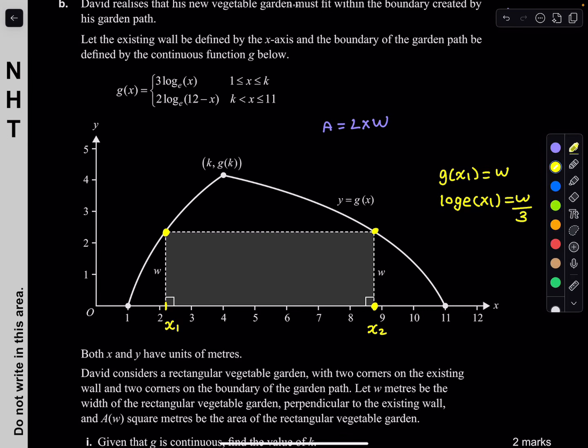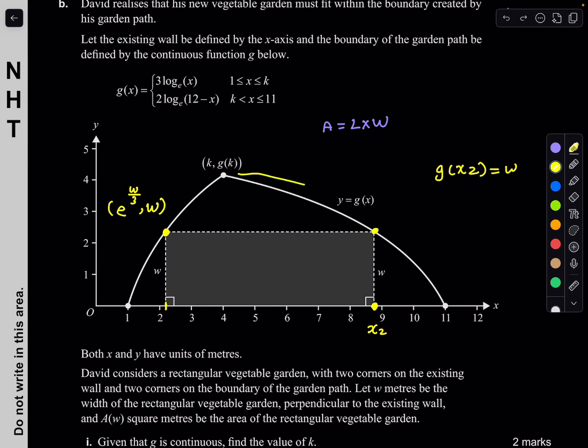Yep. And then make it, x1 will become e to the power of w over 3. So that's your x1 here, basically. This value here. So if I was doing this as a coordinate, it'll be e^(w/3), comma, w. That is this coordinate over here. Like that. And this one, also the same way we would do it. So basically when we sub in g of w, x2 is also equal to w, because that's the y length. That's your y value. But you have to sub it into this one because it's the second part of it.